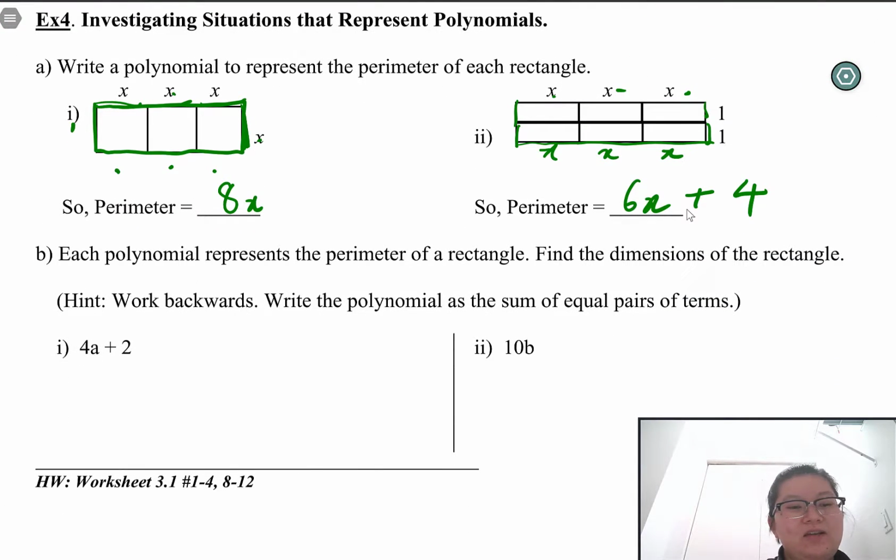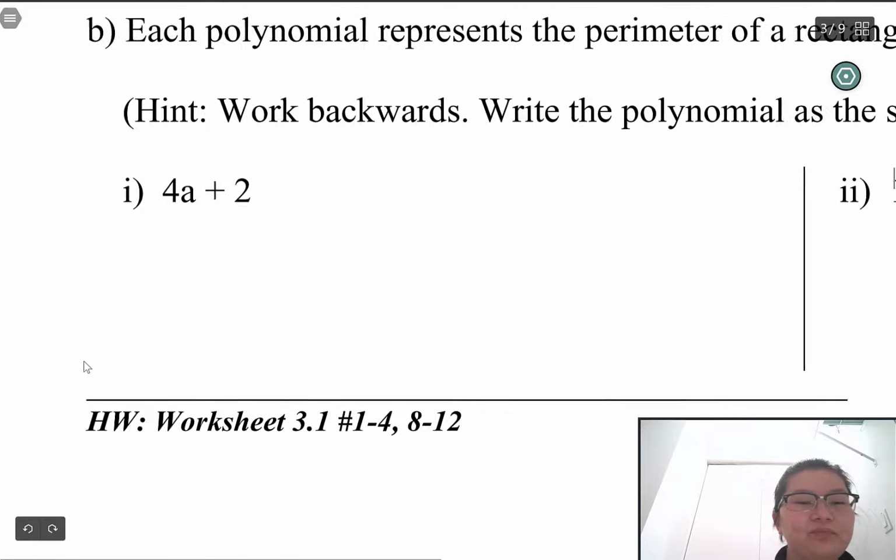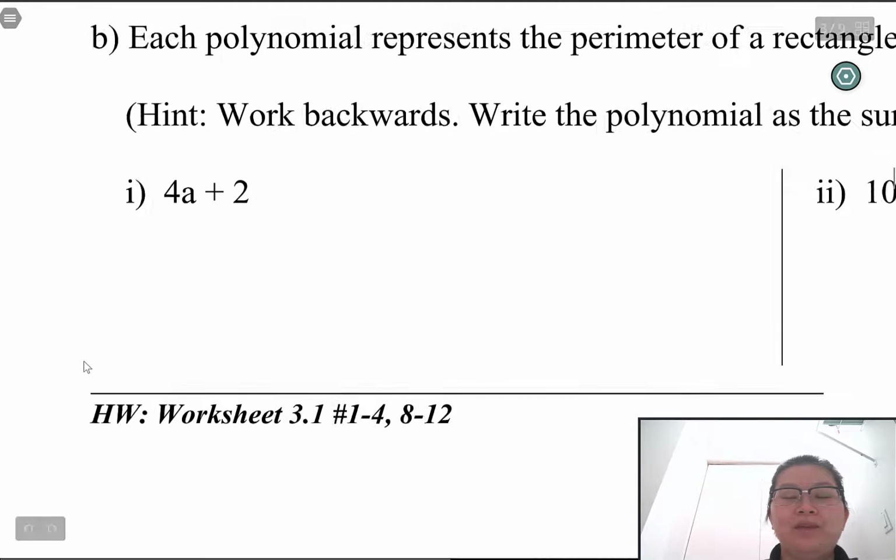All right, so let's take a look at B. Each polynomial represents the perimeter of a rectangle. Find the dimensions of the rectangle. Ooh. Yes, B is a bit tricky, which is great. Love it. Okay, so here we go. We have 4a plus 2.